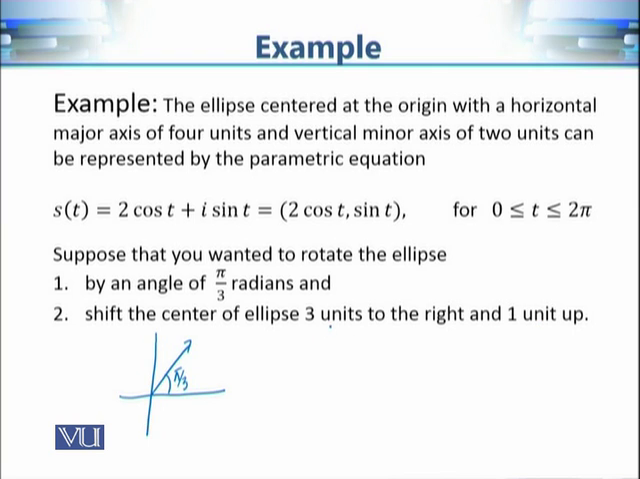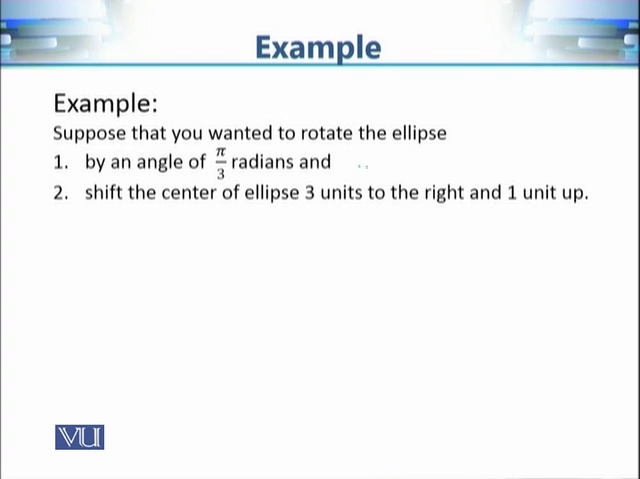In other words, what we are saying is that it translates the ellipse by this vector b, which is 3 units to the right, in other words, moving along the real axis, and 1 unit up, in other words, moving 1 unit in the direction of the imaginary axis. So we want a linear transformation that translates by this complex number. Now let's see how to construct this linear transformation.